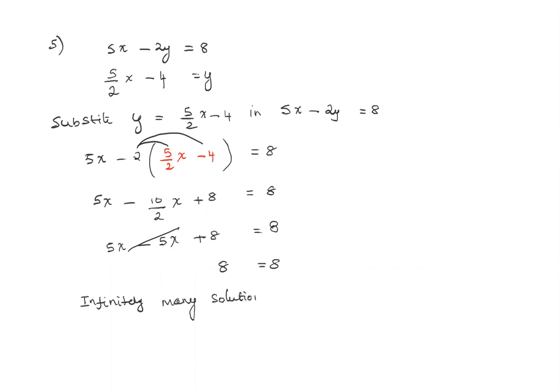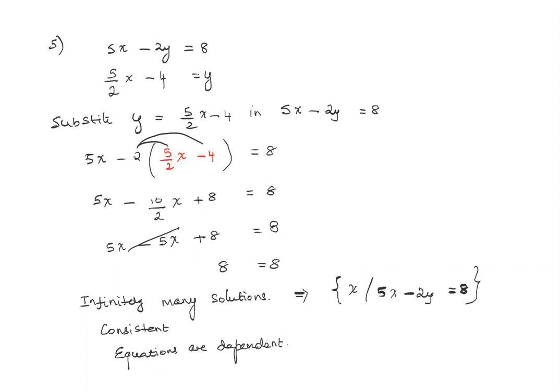Since I have many solutions, this system is consistent. So I can say it's consistent. Whenever you have infinitely many solutions, equations are dependent. What are the infinitely many solutions? This means x, and then you can write any one of the equations in the solution.